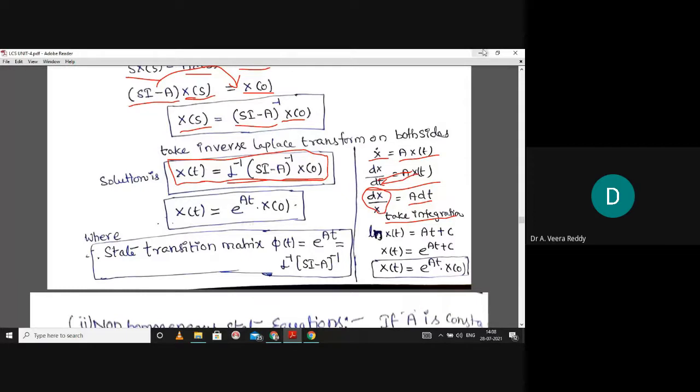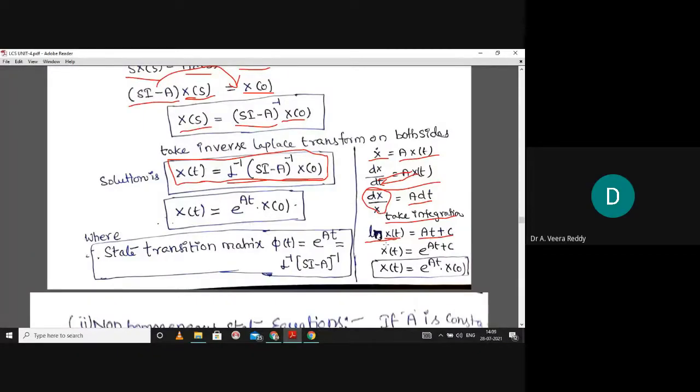So therefore ln x of t equal to at plus c. You can bring this term ln to this side. Here ln means it is a natural logarithm where the base is e. So therefore x of t equal to e power.